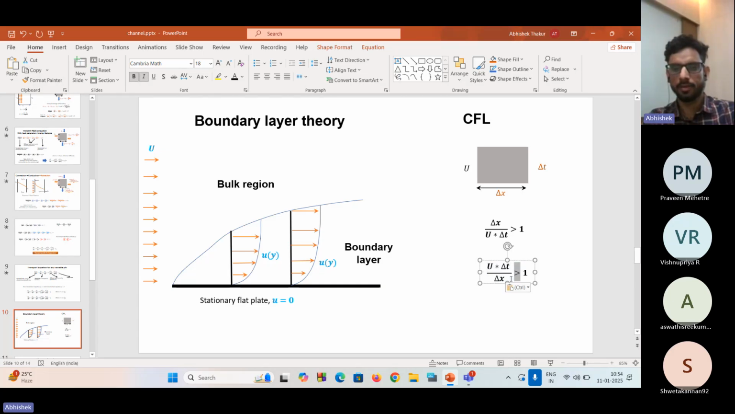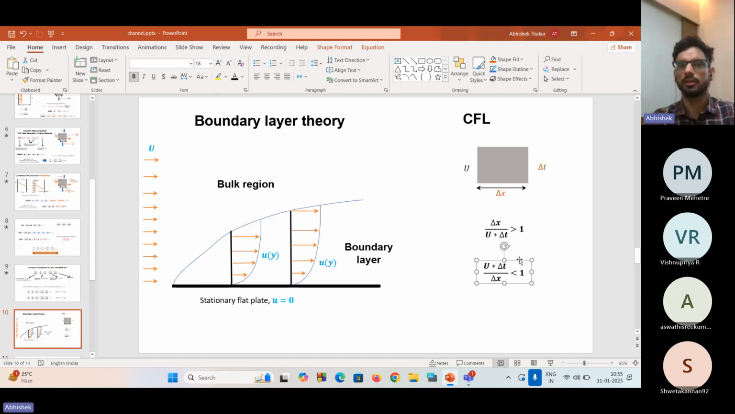So CFL number should be less than 1. This is the definition of CFL number. In one time step, the fluid particle should not move across the entire domain. It should be less than 1 for stability. It means if the fluid particle is starting at the left, it is somewhere inside the domain, not out of the domain, in a single time step. So this is the basic physics of CFL number.